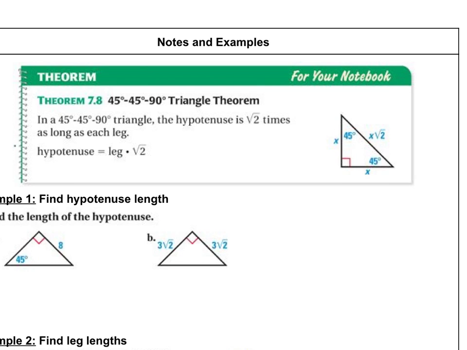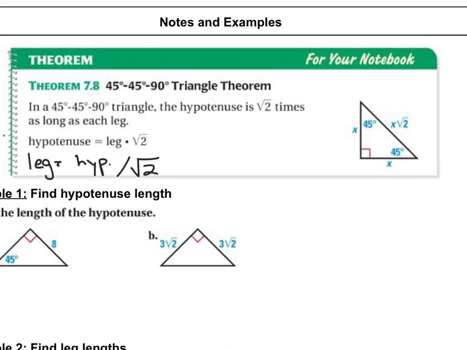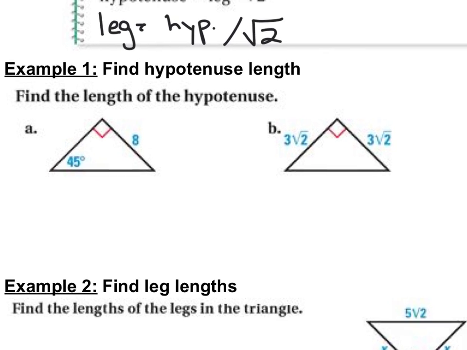On the flip side of that, if we ever want to figure out what a leg length is, all we are going to do is take the hypotenuse, I'm going to abbreviate, and we're going to divide it by radical 2. Okay, so those are two formulas you can hold on to as we start to work with these types of 45-45-90s.